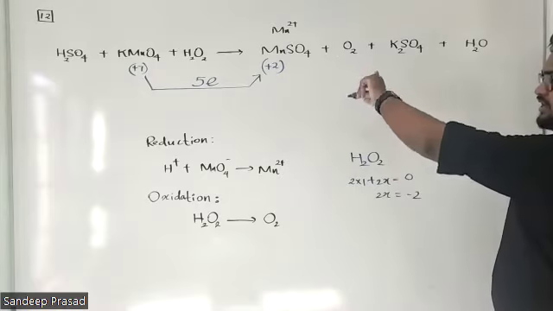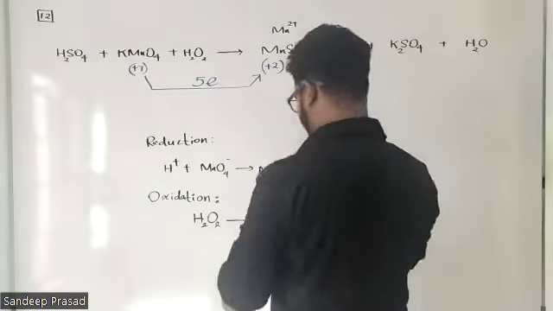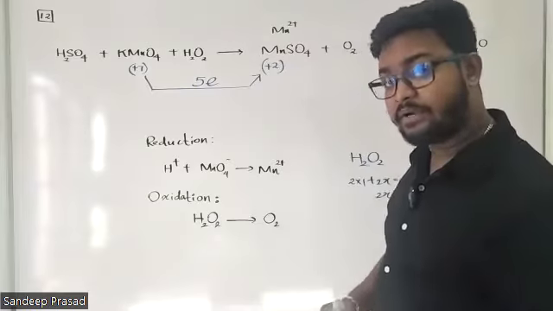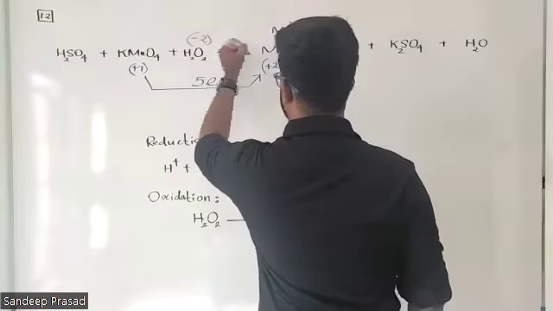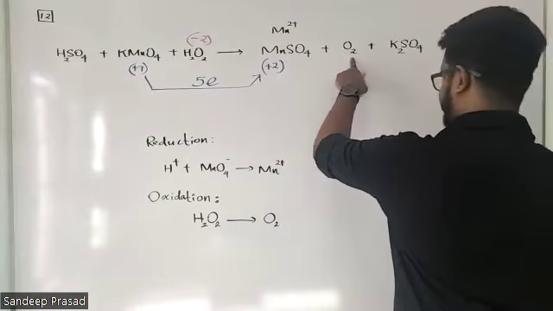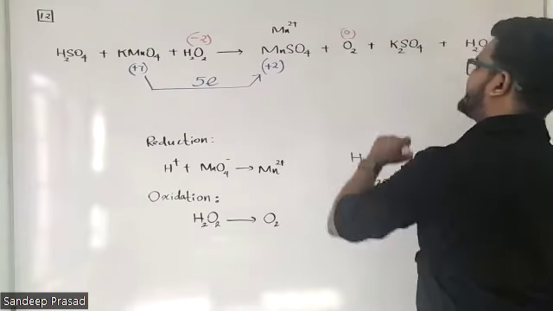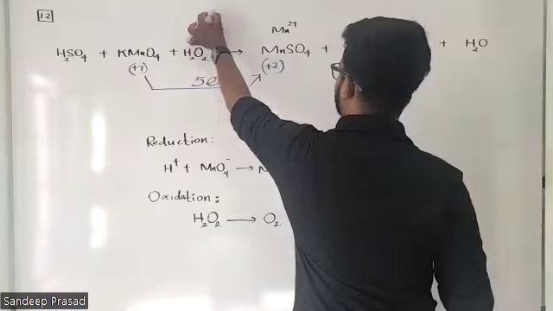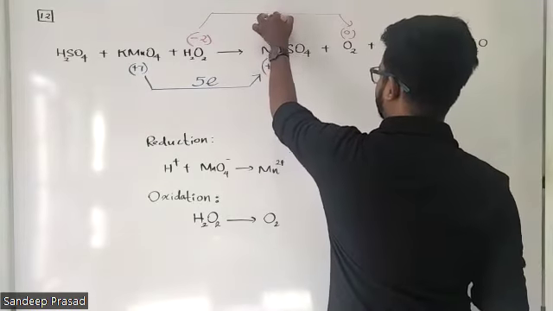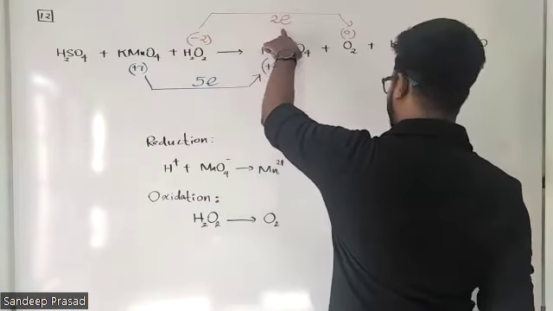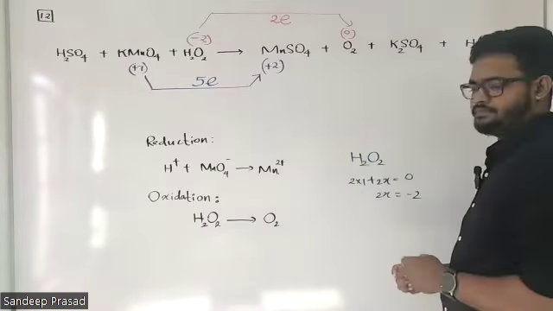Since there are 2 oxygen atoms on both sides, we have to consider -2 because we are taking the total increment and decrement. Then -2 here. And here oxygen is a free element, and we know that the oxidation number of a free element is 0. Then from -2 to 0, you can see that the increment is 2 electrons. That means hydrogen peroxide has removed 2 electrons when it is converting into oxygen.